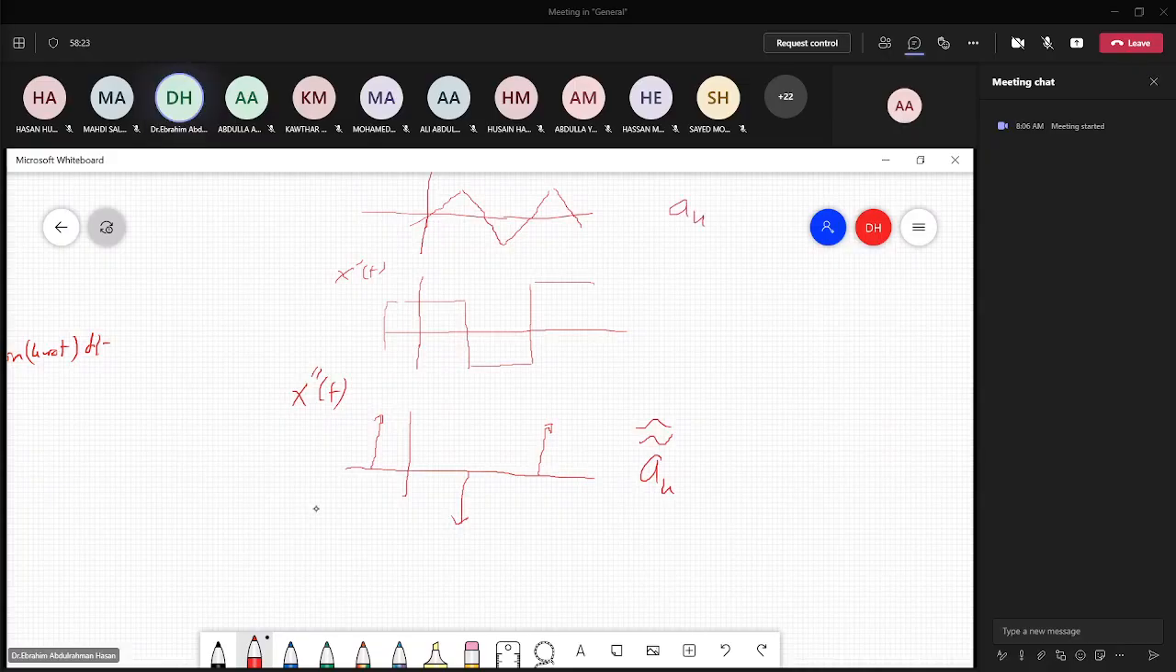Now it's very easy. Since it is second derivative, a_k is equal to a_k double tilde divided by (j omega naught k) all square.